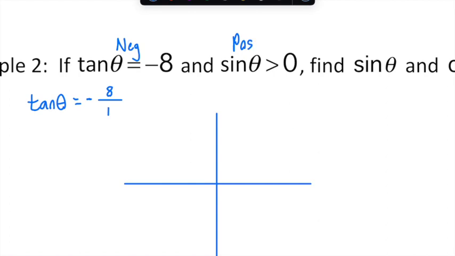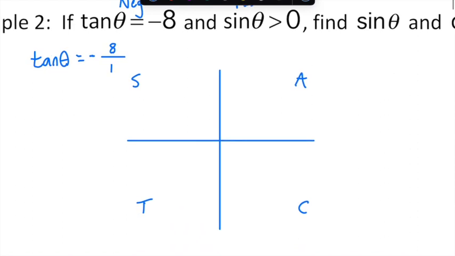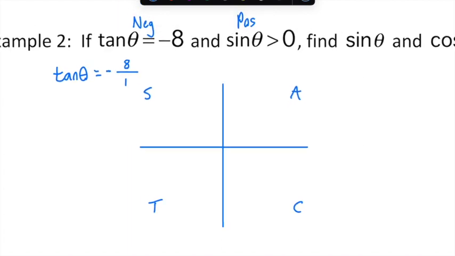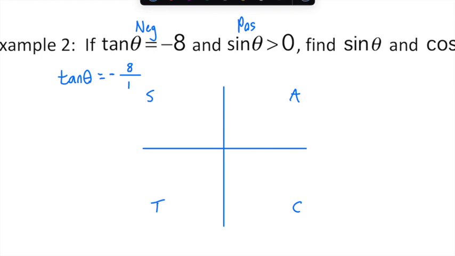Okay. So then let's label all students take calculus. Everything's positive in the top right, all of them. Sine's positive in the top left, tangent's positive in the bottom left, and then in the bottom right cosine is positive. So if tangent is negative, that should eliminate 2 quadrants right away. Which ones? The first and the third, or the all and the tangent spot, right? Sine is positive. What does that mean? It's going to have to be in the top one, the second quadrant.